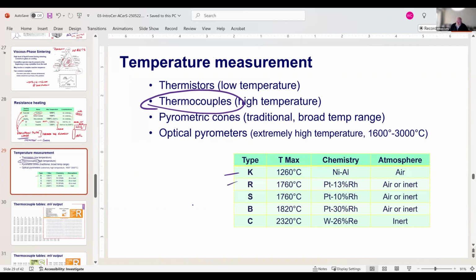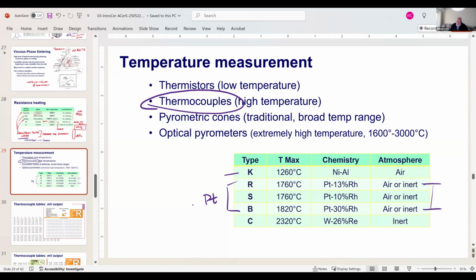And then we get the platinum thermocouples here. R and S are good to 1760. B is good to 1820. So platinum 13% rhodium, platinum 10% rhodium, platinum 30% rhodium. These are also good in air or inert. They're not good in reduction. What that would suggest is that there's a passivation layer formed on your nickel aluminum and your platinum thermocouples that protects them from further oxidation.